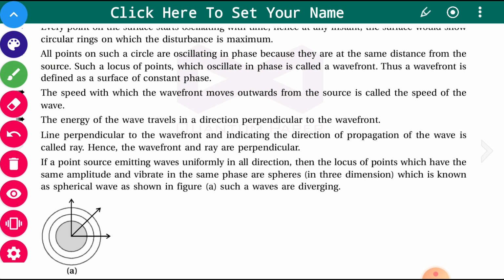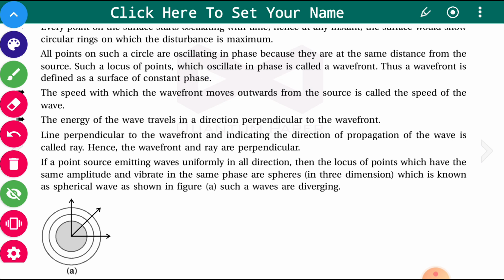Such a locus of points which oscillate in phase is called the wavefront. So this is the definition of wavefront: the locus on which all the particles are oscillating with the same phase. Thus a wavefront is defined as the surface of constant phase.